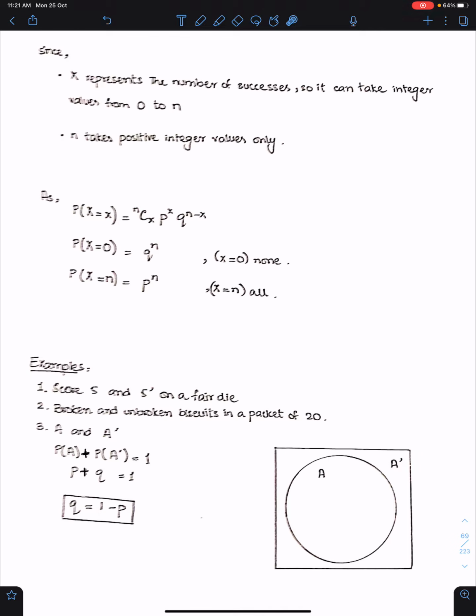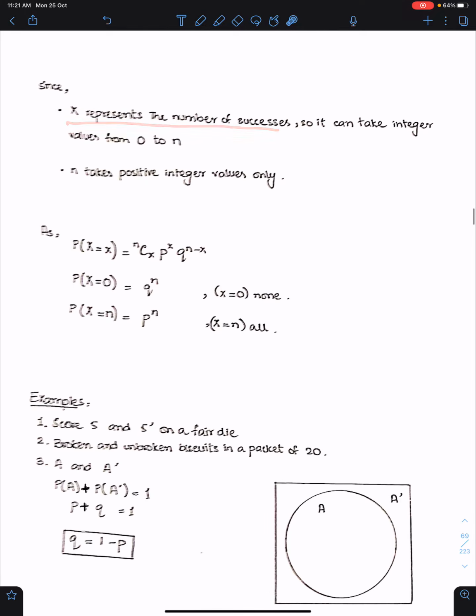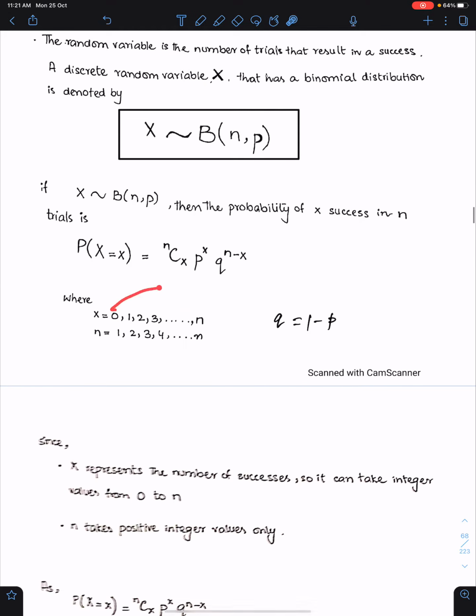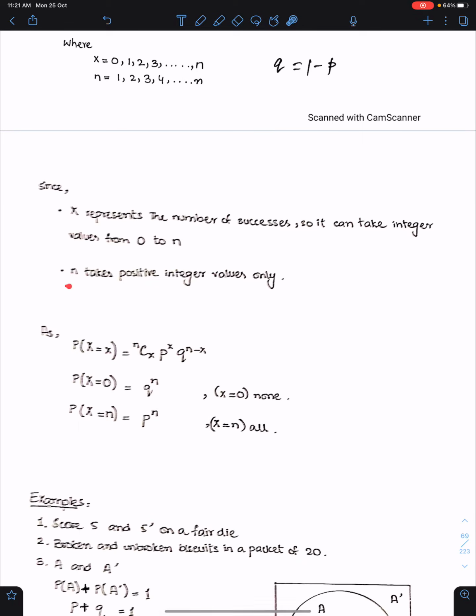Well, since x represents the number of successes, it can take integer values from 0 to n. X can take any integer value from 0 to n, where n takes positive integer values only.